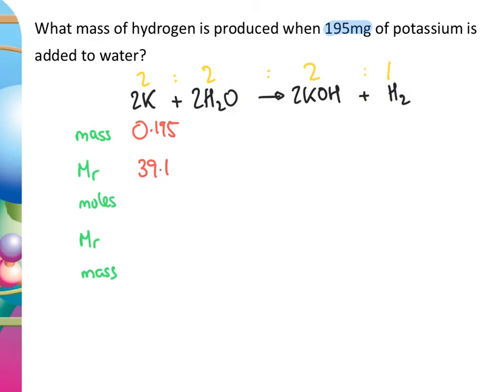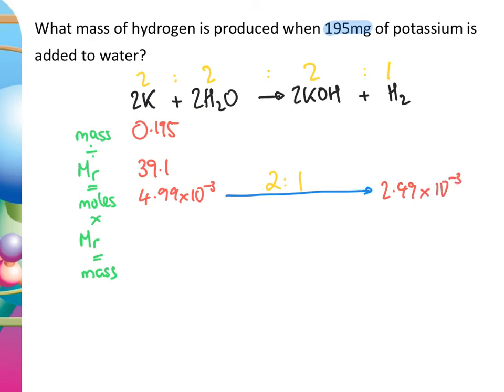And so our number of moles equals 0.195 divided by 39.1, which equals 4.99 times 10 to the minus 3. Now that number I've written is rounded slightly, but I've kept the original number in my calculator. Now the ratio of potassium to hydrogen is 2 to 1, which means I have half as many moles of hydrogen. So I'm going to divide the number in my calculator by 2, and that gives me 2.49 times 10 to the minus 3 moles.